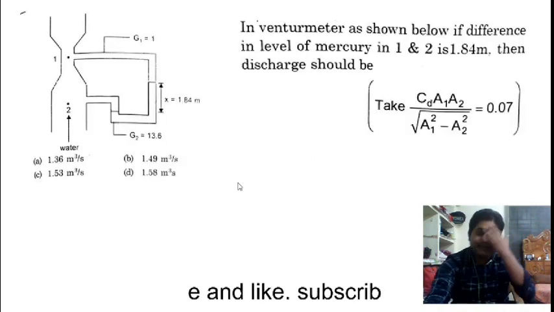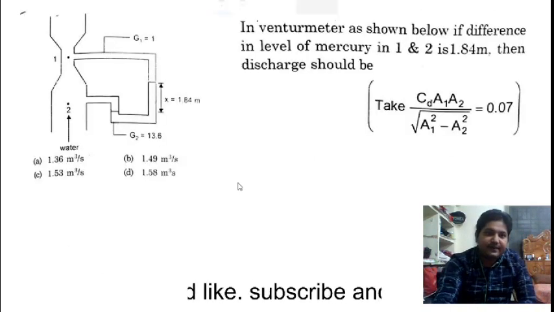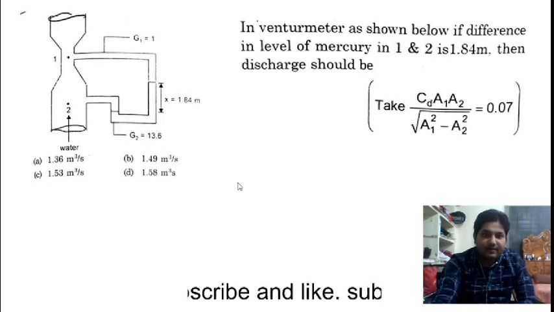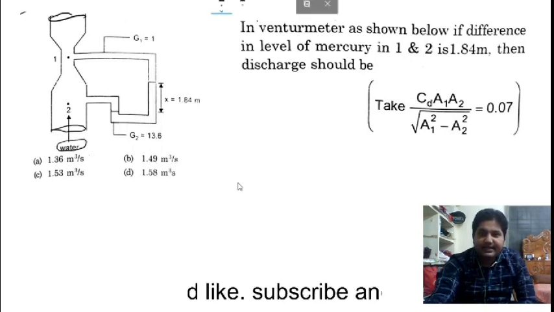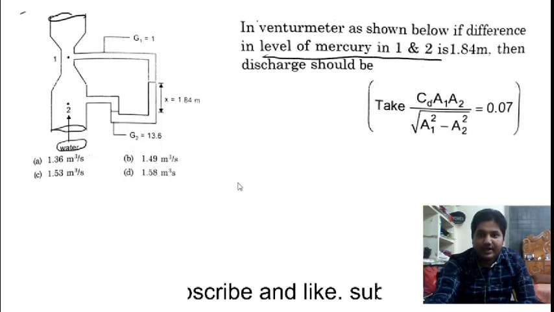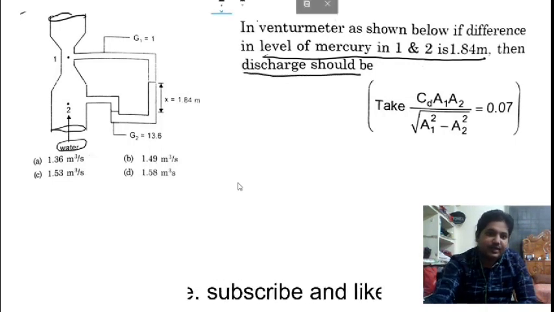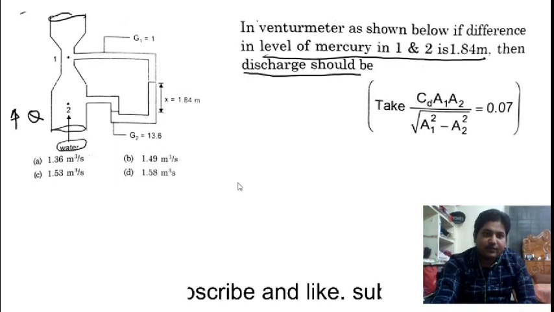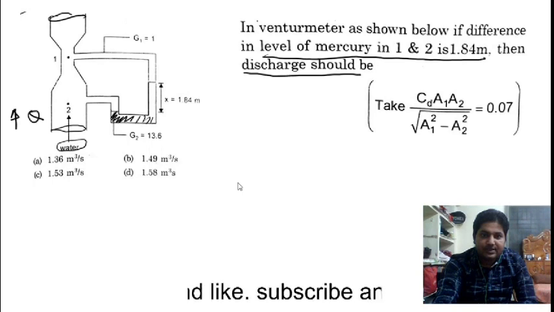So in this venturimeter, this is the pipe, and in this pipe the water is flowing. The difference level of mercury in limbs 1 and 2 is given as 1.84. Then we have to find out the discharge in this pipe. So this difference has been given to you.